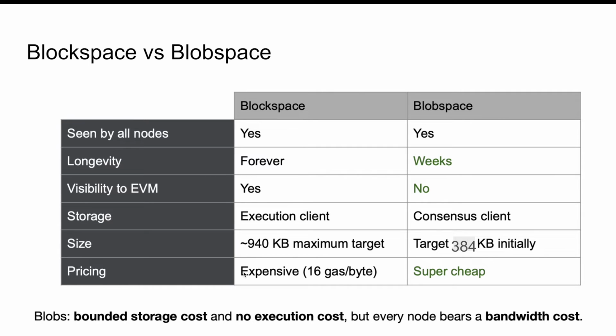And when it comes to pricing, block space is expensive. It is 16 gas per byte, whereas a blob is supposed to be super cheap. And why is it cheap? Because you don't have to store it forever. You only have to store it for a few weeks. So essentially, blobs have bounded storage cost, no execution cost, but every node bears a bandwidth cost, which means when a blob is created, it needs to be propagated across the network. So there will be extra bandwidth cost.